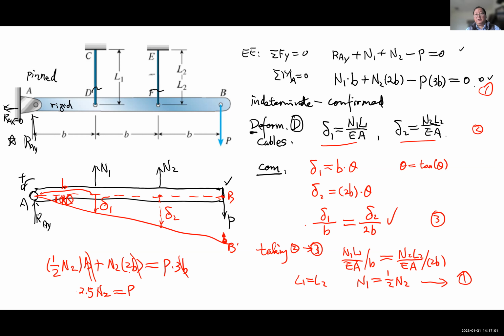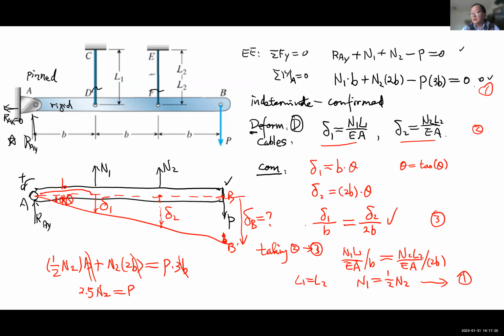So immediately now I got N2. Once I have N2, I get N1. Knowing N1 and N2, I can calculate delta 1 and delta 2. And actually you can calculate how much this point moves as well, that's delta B. Okay, so basically now this problem is solved.